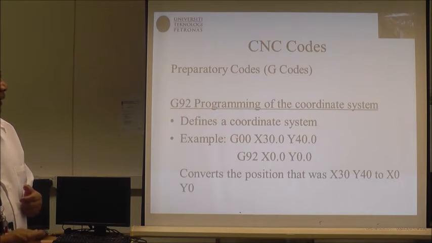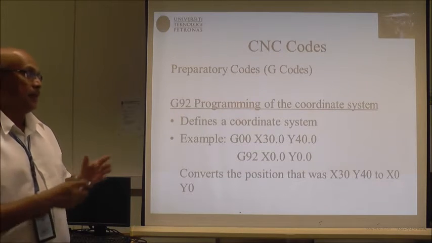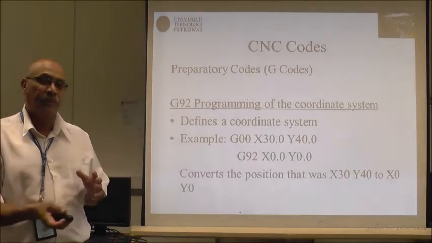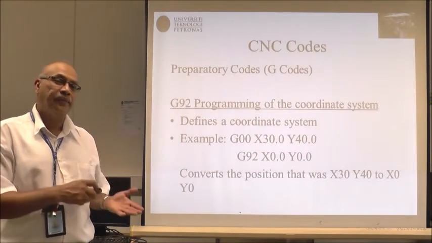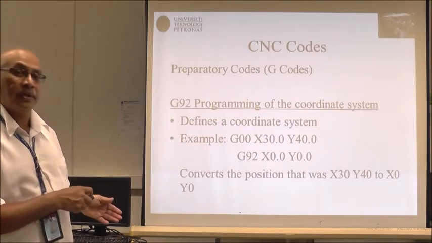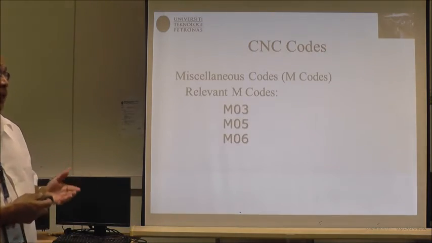G92 defines the programming of the coordinate system. This is best for me to share with you in the lecture how we define the G92. So we will skip this slide. We go to the next slide, which is on the M code.